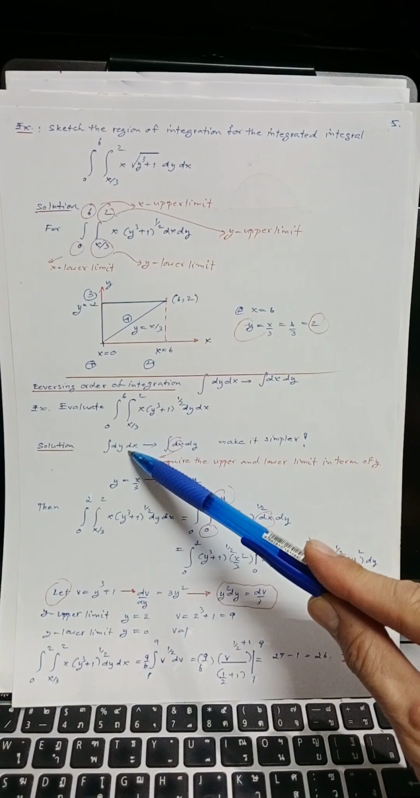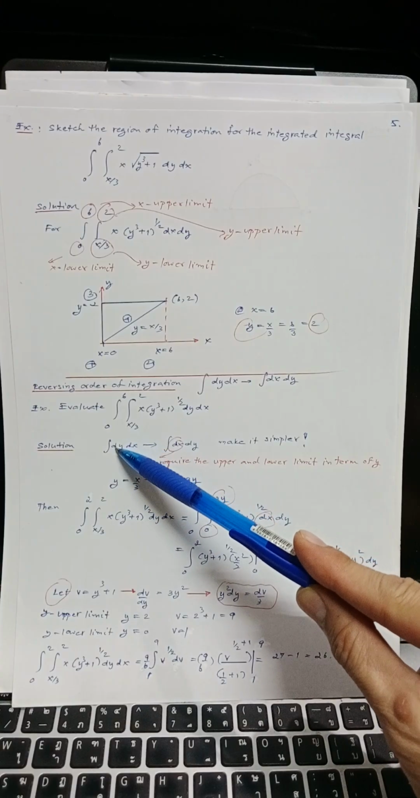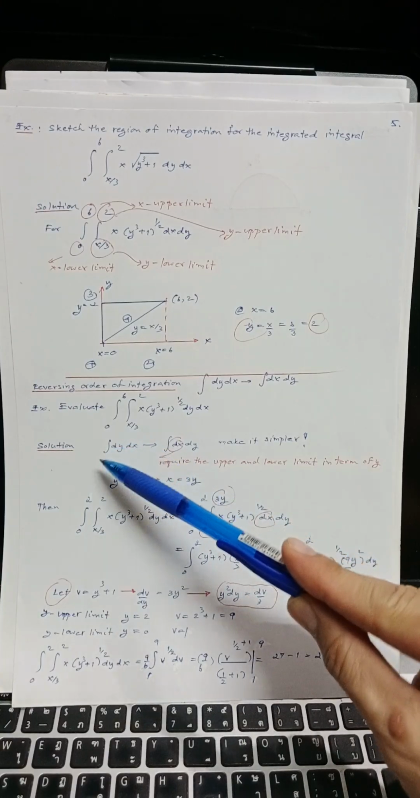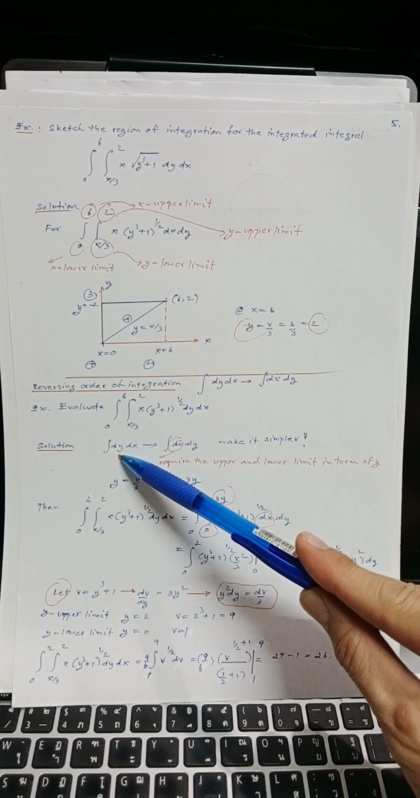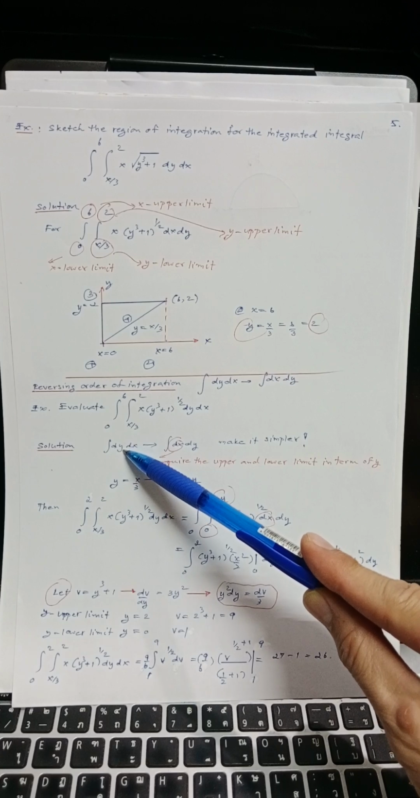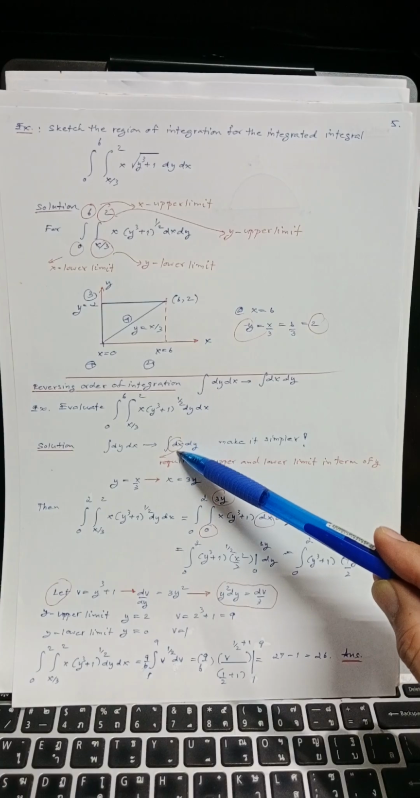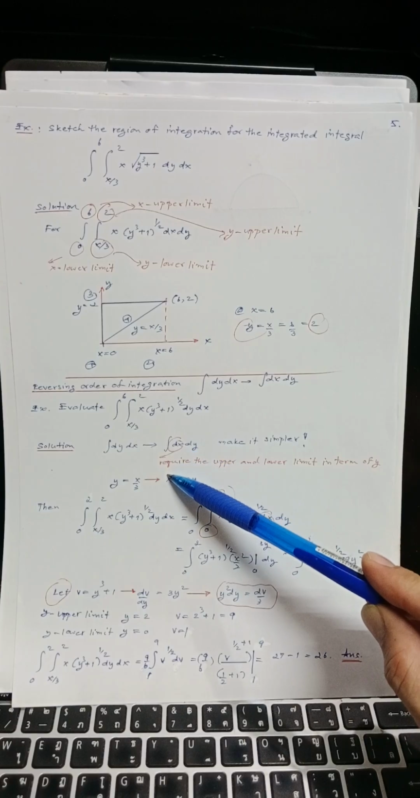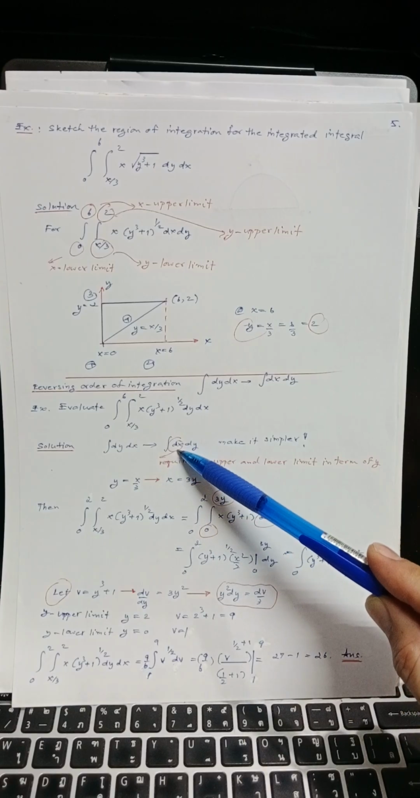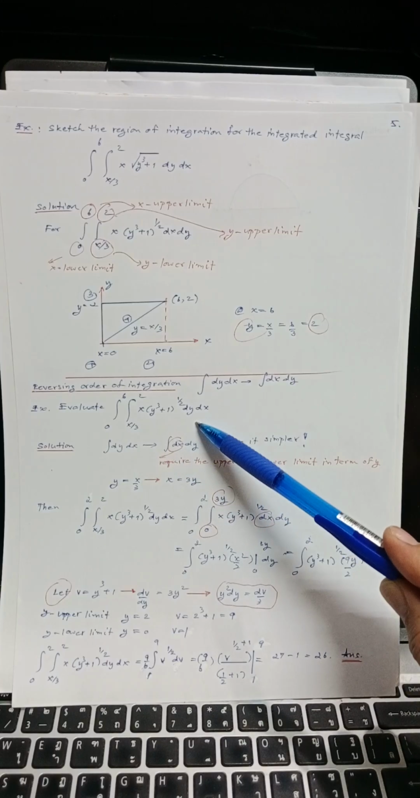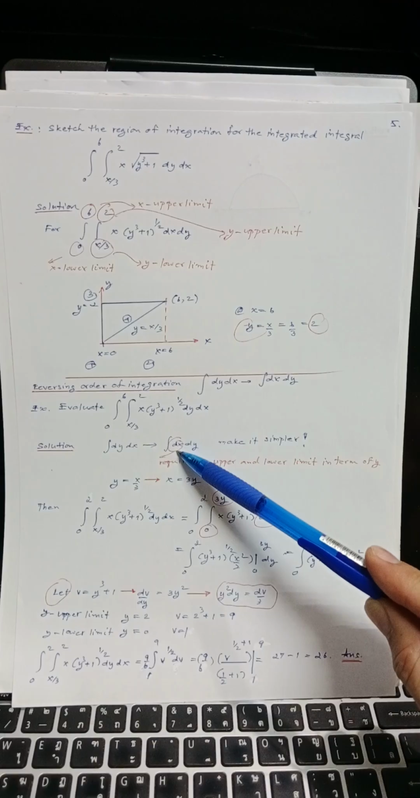So I switch the integration. Actually, this one is supposed to be a double integral, my mistake. Instead of integrating dy dx, you switch between dy and dx. So you need to integrate with respect to x first. The other step that you need to do is to look for the lower limit and the upper limit of x. Okay.